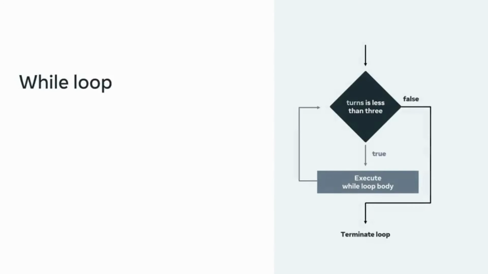For example, suppose you're designing a game where players have 3 turns to make a move. First, you create a variable named turns and assign it the value of 1: var turns = 1. Next, you create a while loop with the condition that the value of the variable named turns must be less than or equal to 3. So you type while turns <= 3.